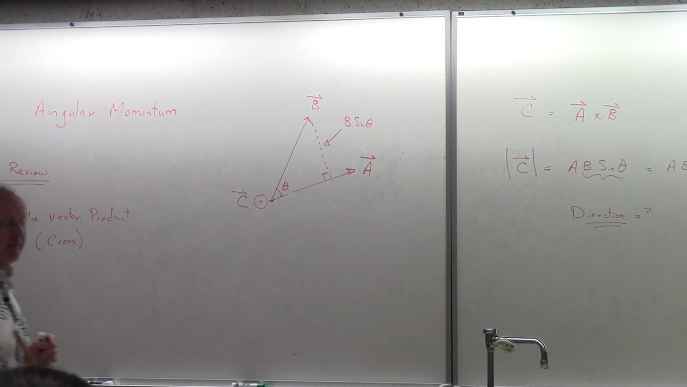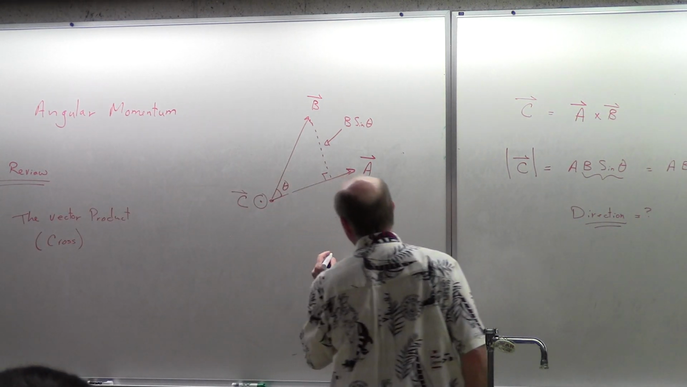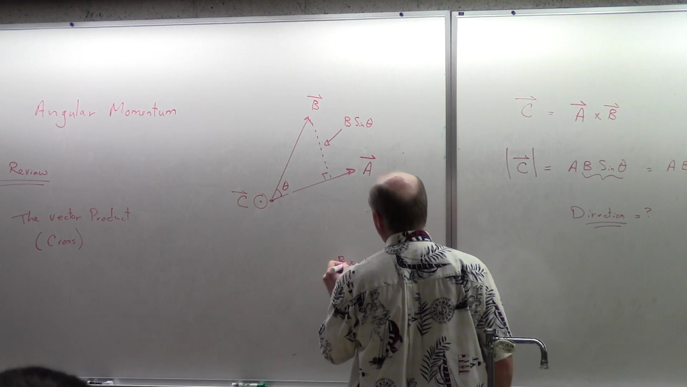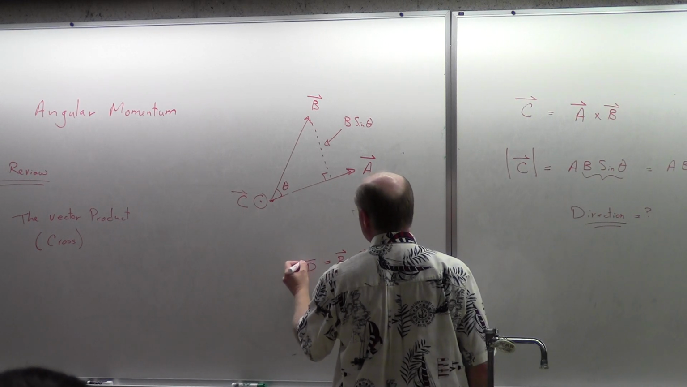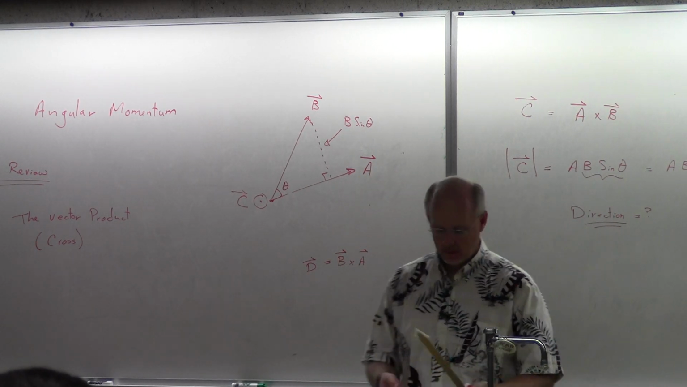Now, if that made sense to you, what if I went and called it B cross A? I'll call that vector D for a moment. What do I get there?